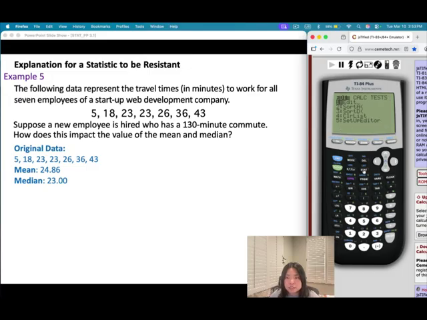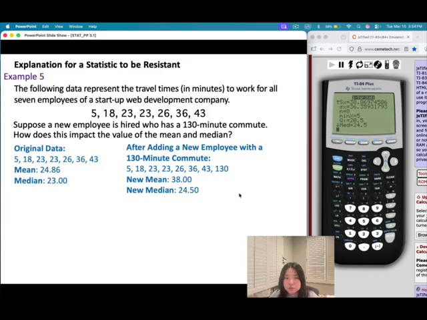Okay, click on the stat. Click on the cal. Number 1. And then my data will be on L3. So I'm gonna click second 3 for L3. Go to calculate. Enter. So you should get the mean will be 38 and the median will be 24.5. Okay, 24.5 and the mean will be 38 here.